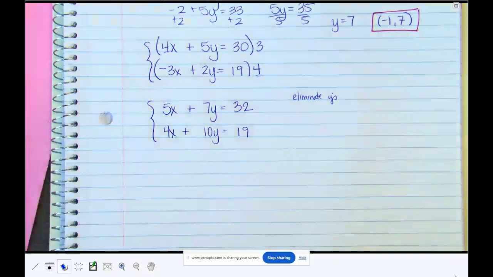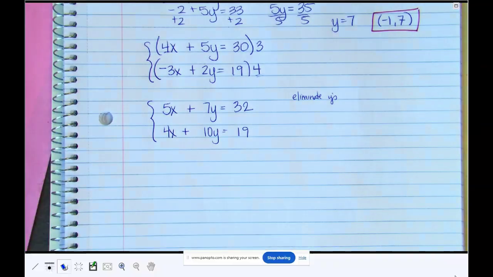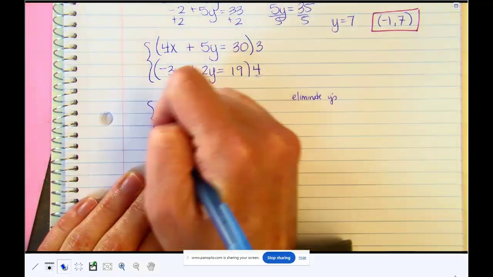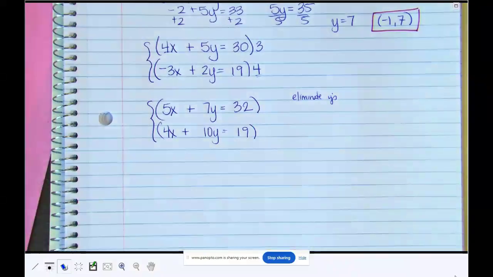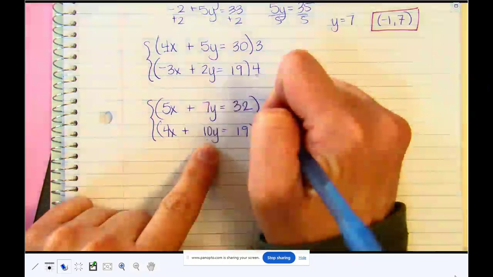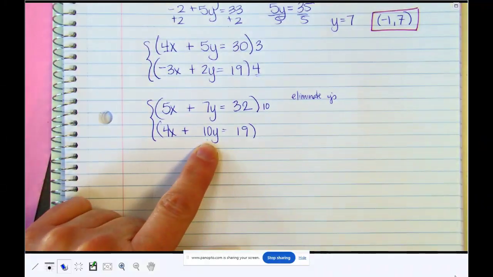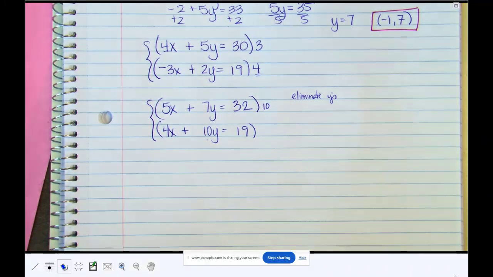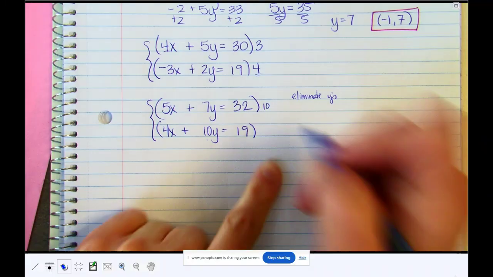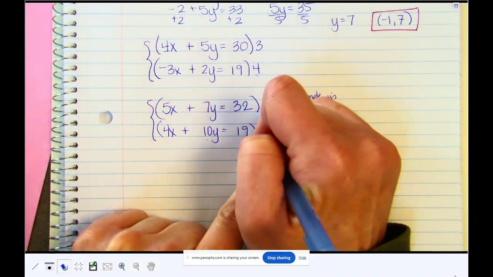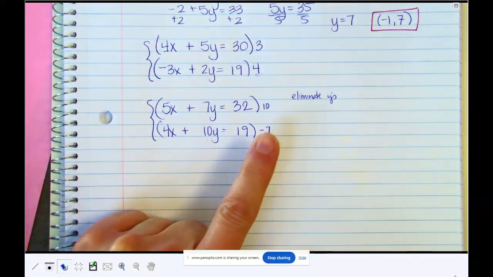Okay, so if I asked you to eliminate the y's, now I will never say that to you. Okay, you will always have the choice. But just so that I know that you know what we're doing, if I asked you to eliminate the y's, what would you multiply the top by? 10, right? Because this is the y from the bottom. They're sharing things, okay? What would you multiply the bottom by? Okay, if you multiply the top by 10, this guy has to be negative. Why does he have to be negative?